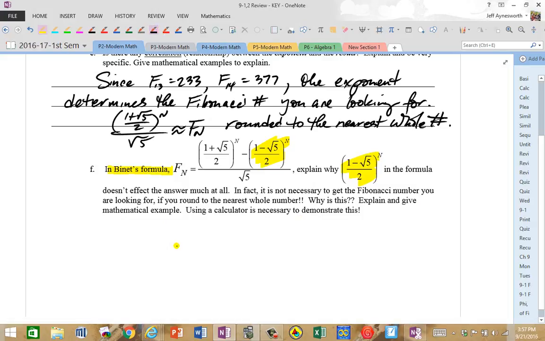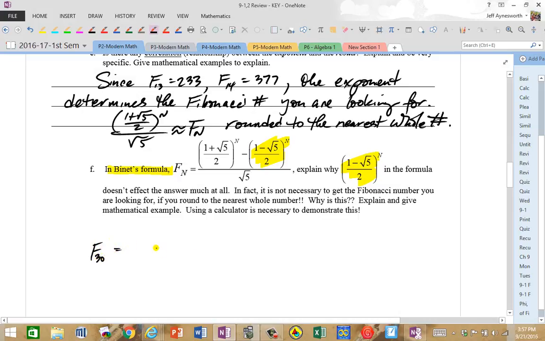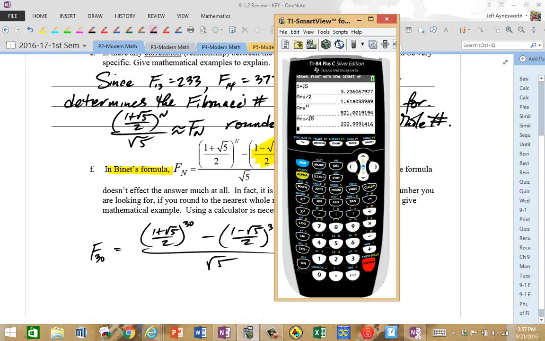So let's do that. Let's calculate F30. So F30 is ((1 plus the square root of 5) divided by 2) to the 30th power, minus ((1 minus root 5) divided by 2) to the 30th, divided by root 5. So here we go. This is how we explain it. We do this step-by-step approach.